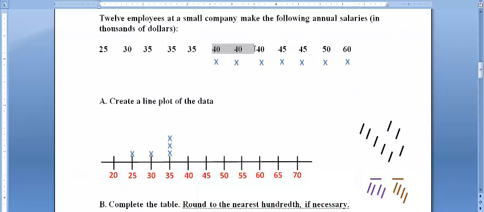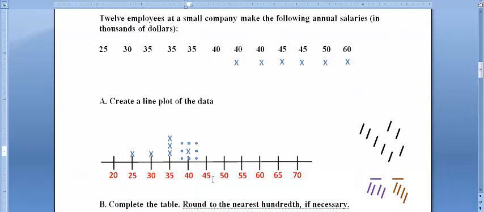Now I have 3 40s, so I should end up with 3 X's right here above my 40s. So again, you plot an X for each data value that you're given. So let me plot my ones for 40. Now when I go to 45, I only have 2, so I only have to plot 2 X values over my 45. So I need one more here. And then 50 only has 1, so it only needs 1 X. And again, 60 only has 1, so it only needs 1 X.